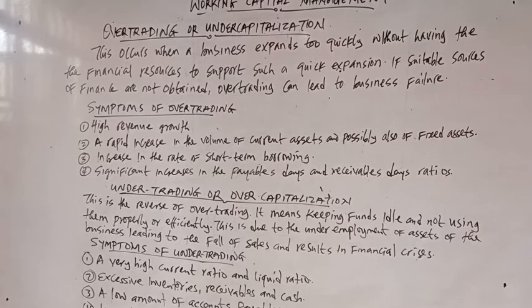When I discussed the key objectives of working capital management, which are liquidity and profitability, I said that there must be a trade-off between liquidity and profitability. We must strike a balance between the two in order to achieve the aim of the business. What is the aim of any business? It is to maximize the wealth of the shareholders.